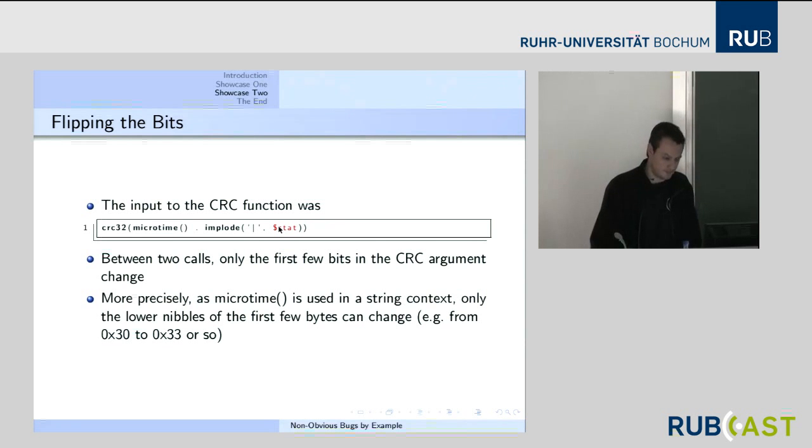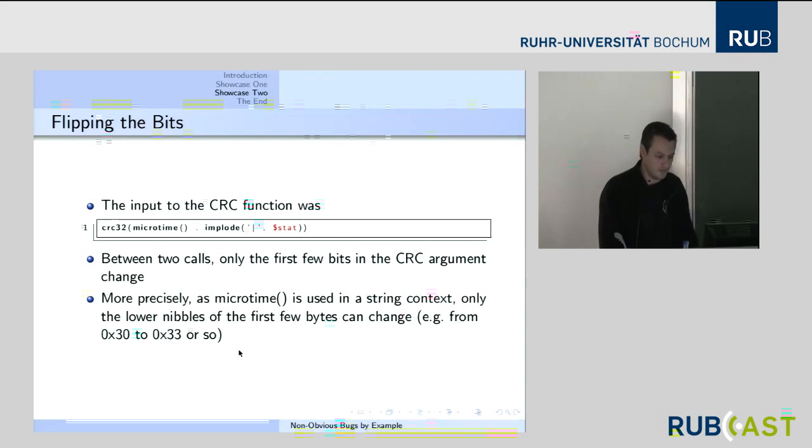So overall, between two calls to the random number generator, only the really time-related bits inside the microtime output and the stat output do change. The rest remains the same. And even more precisely, microtime is used in a string context here.